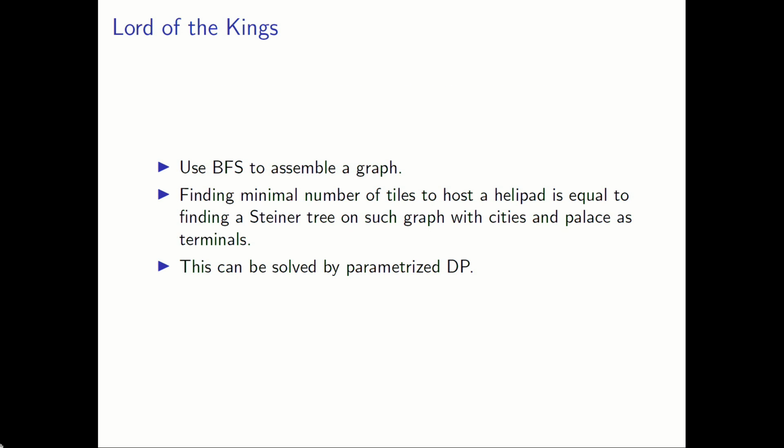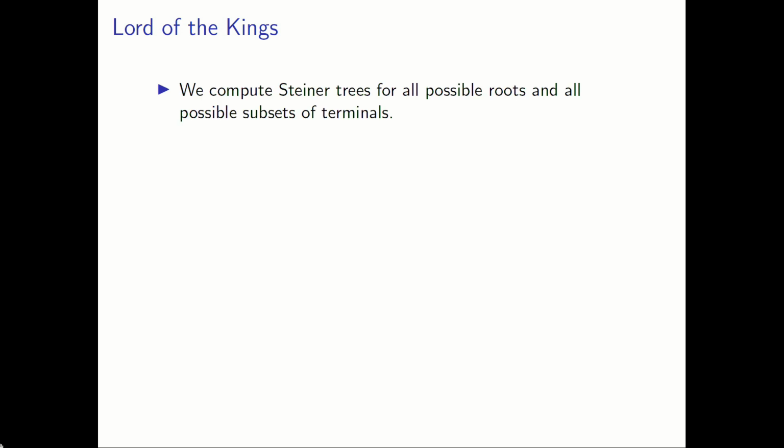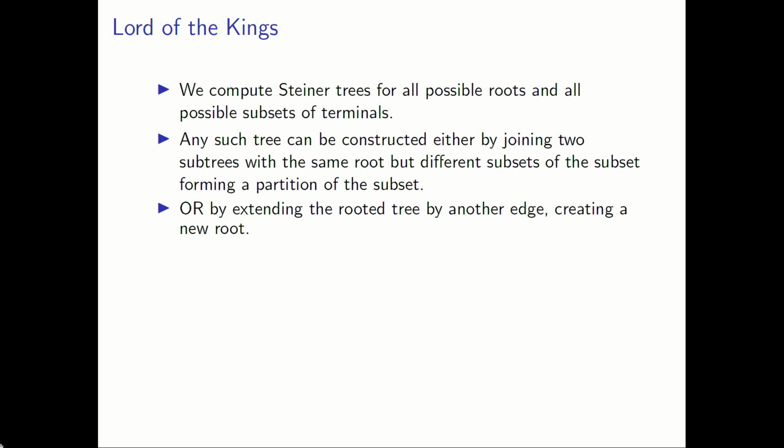some dynamic programming. And the idea is to compute all possible Steiner trees for all roots and all subsets of terminals. We can afford that. And how do we construct such trees? We can do that in two ways. Either we can connect two subtrees rooted at the same vertex, whose subsets of terminals form exactly a partition of the desired subset. So the new resulting tree will be rooted at the same vertex and connect all the terminals.